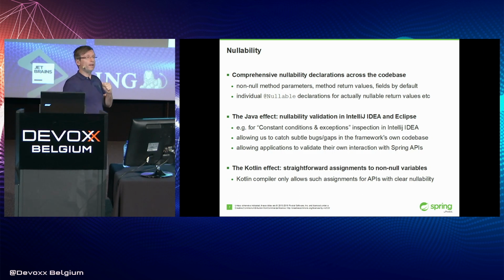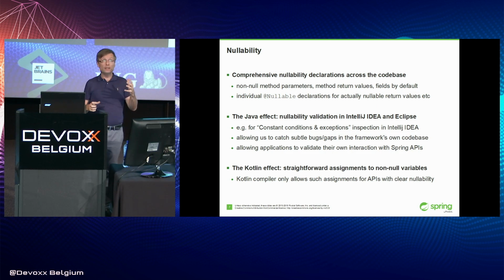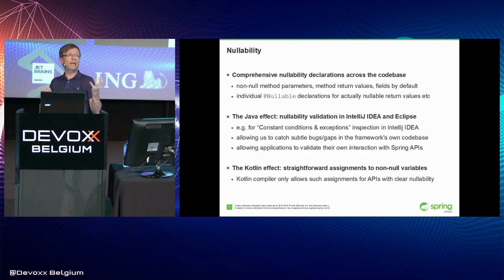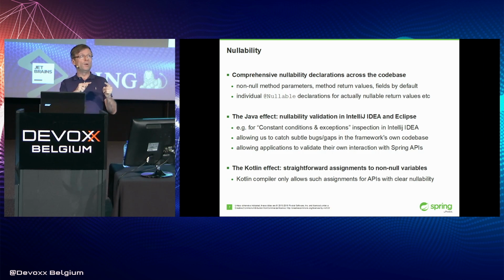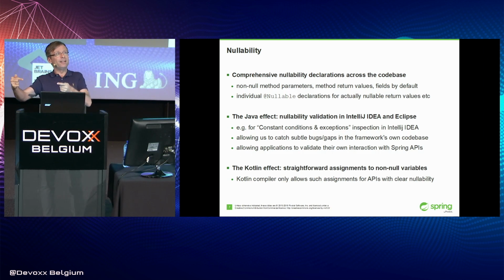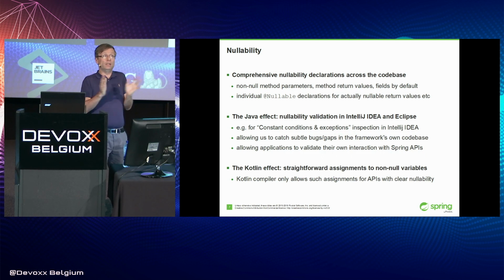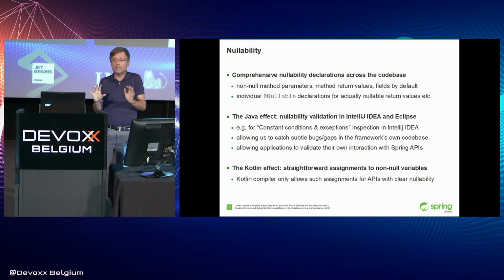An even stronger effect can be seen in Kotlin, because Kotlin, in its type system, has nullability as a kind of hard concept. You can have non-null declarations, non-null assignments in Kotlin, but the Kotlin compiler only accepts those when you're calling an API that says that it will never deliver null, never return null. So defensively, you can't do this with common APIs.